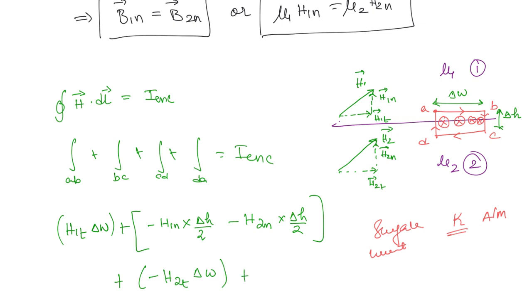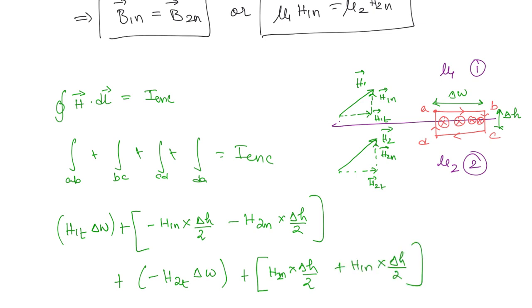Okay, then plus dA. In dA, if you can see, the length vector is in the same direction as h2n and h1n. So here you're going to get a positive sign only. Okay, so h2n into delta h by 2 plus h1n into delta h by 2. This is equal to the enclosed current. So here we have taken K to be the surface current in ampere per meter. Okay, so the enclosed current will be K into the length, right?